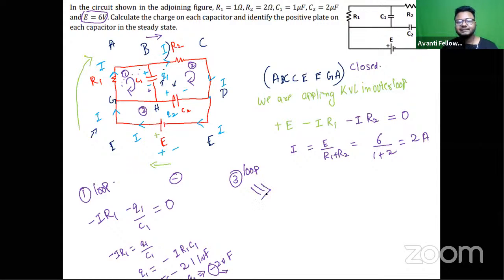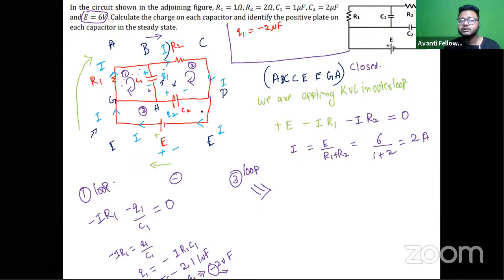Similarly, if you apply the loop, I'm writing down the answers here. See it, guys. So how much is Q1? You have got Q1 as minus 2 microcoulomb. If you write plus 2 microcoulomb, that means you have changed the sign.